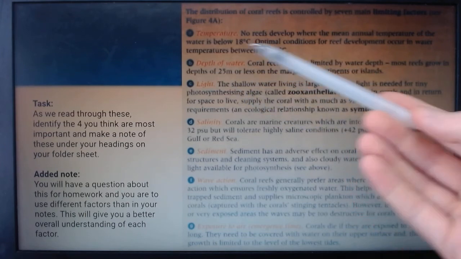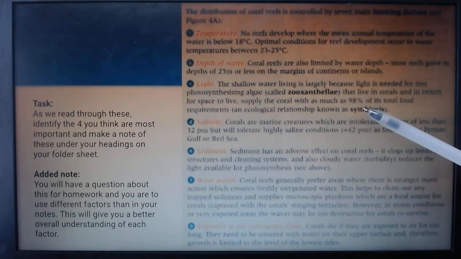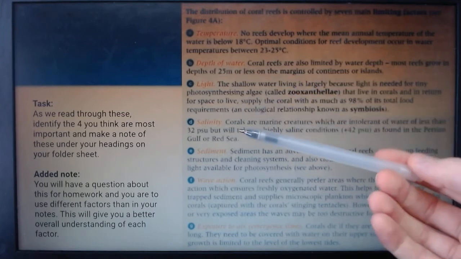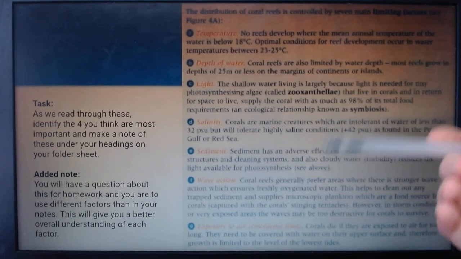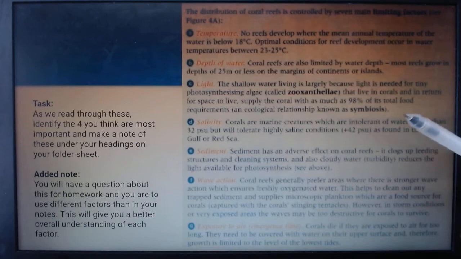So if the water's too deep, there's no light, there's no algae, there's no coral. Okay, very simple. Salinity: corals are marine creatures and they're intolerant of water less than 32 parts salt per unit, but will tolerate highly saline conditions. So they need a certain amount of salt in the water.